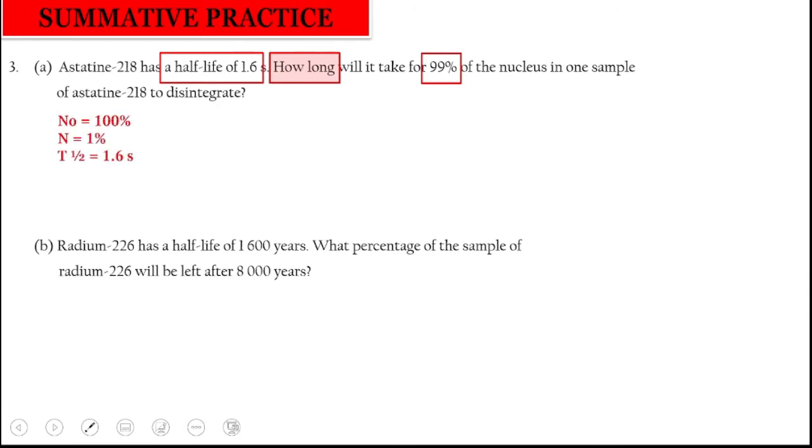So, maka kita tulis macam ni. Initially, 100%. Yang undecayed, the balance is 1%. And half-life is 1.6. So, these are the values yang dia berilah. Okay. Nah, cuba kita buat macam ni. Ting, ting, ting macam tu. Half. Kita buat pakai arrow kan. Dapat tak final to 1?